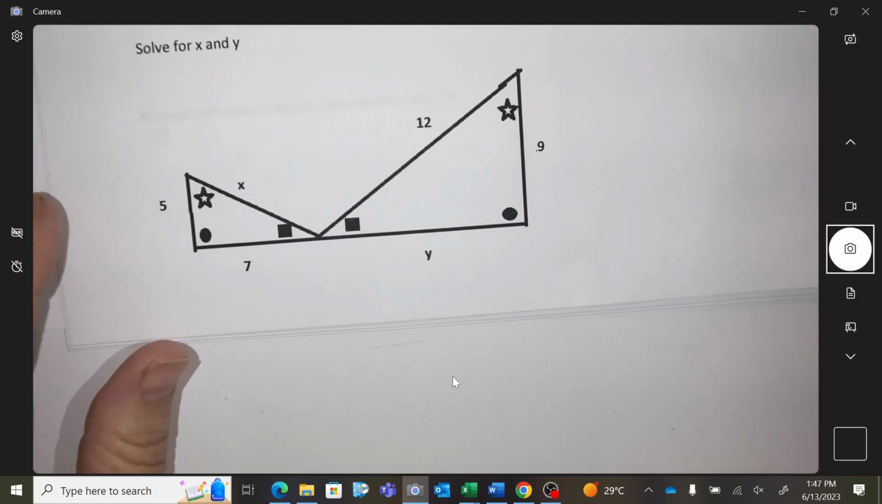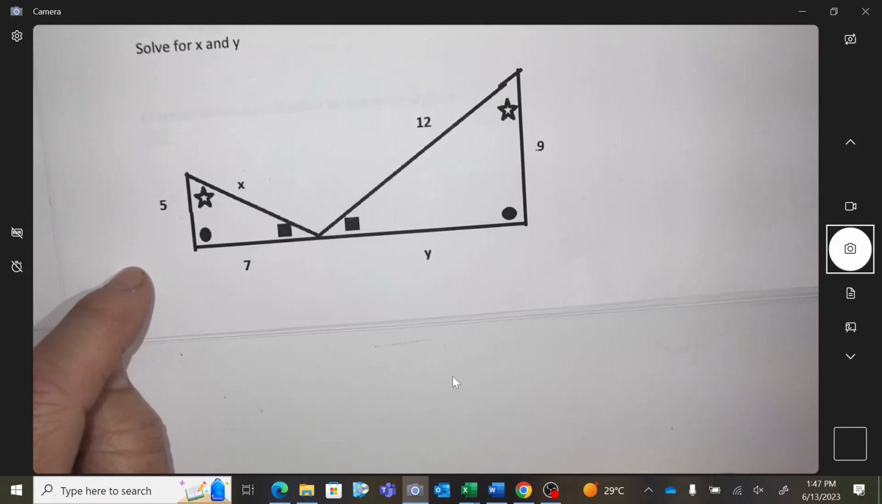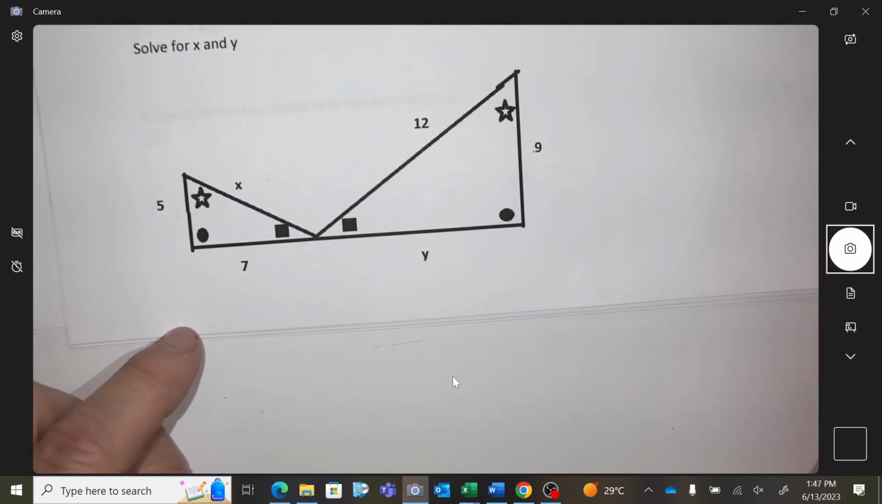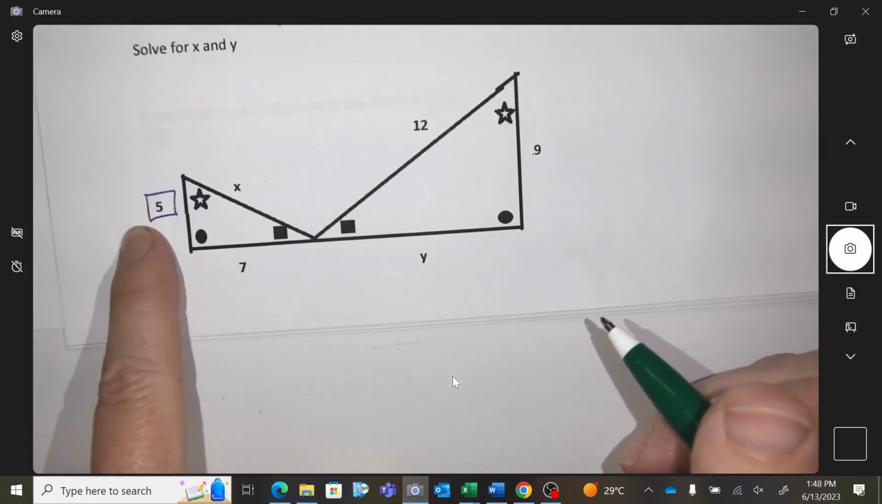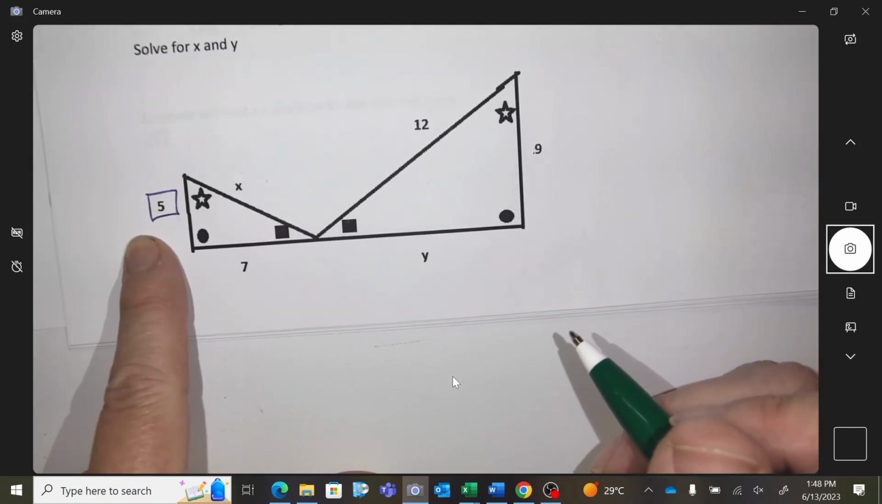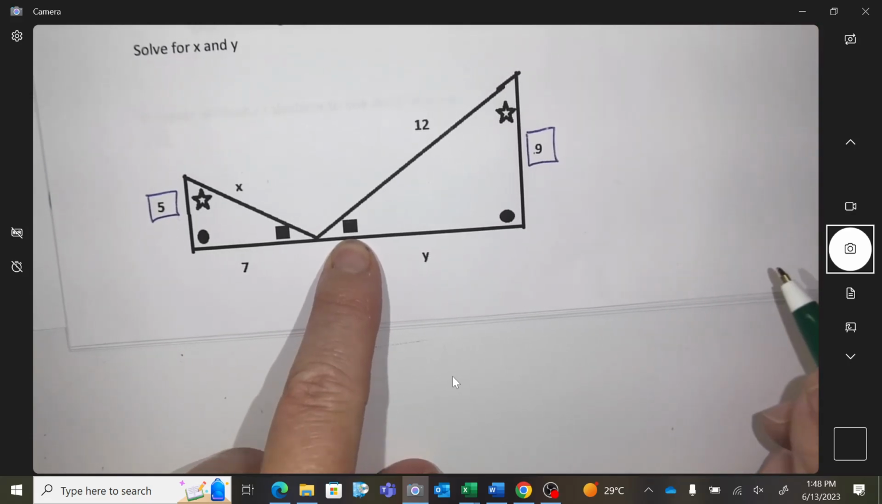Okay, then we also had this question. I forgot to put it on your first recap. So, solve for x and y. What I'm going to do is draw these shapes. So 5 is across from the square. That's the square side, I'm going to call it. The square side is 9 on that one.